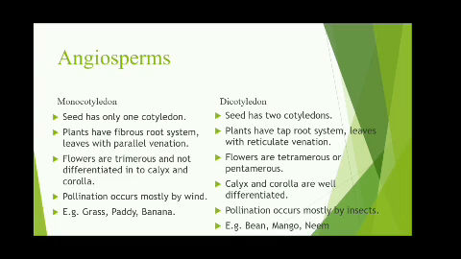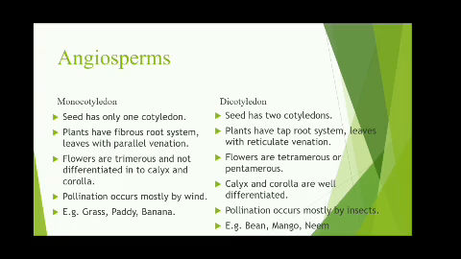Then the characteristic features of dicotyledons. The dicotyledons have 2 cotyledons. In the root system, they possess a taproot system. Leaves have reticulate venation. That means the veins are arranged in a network-like structure.